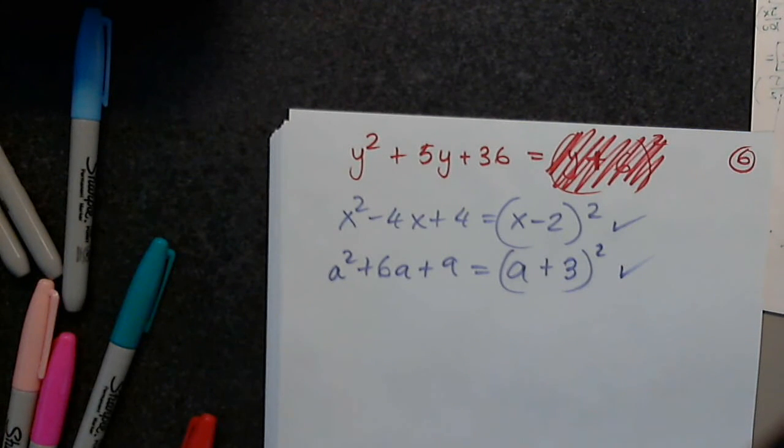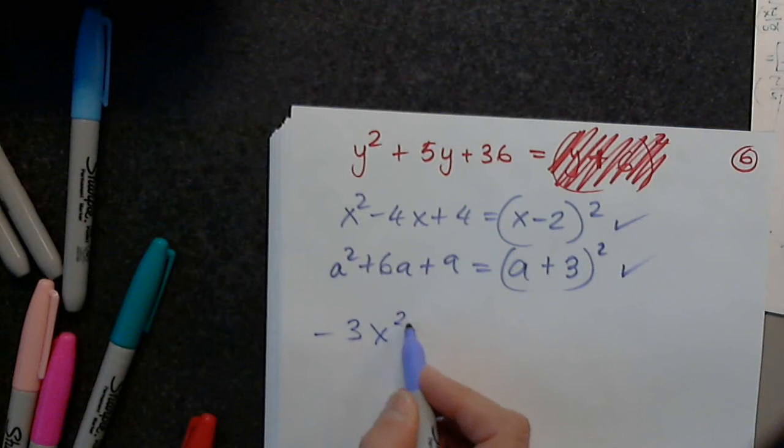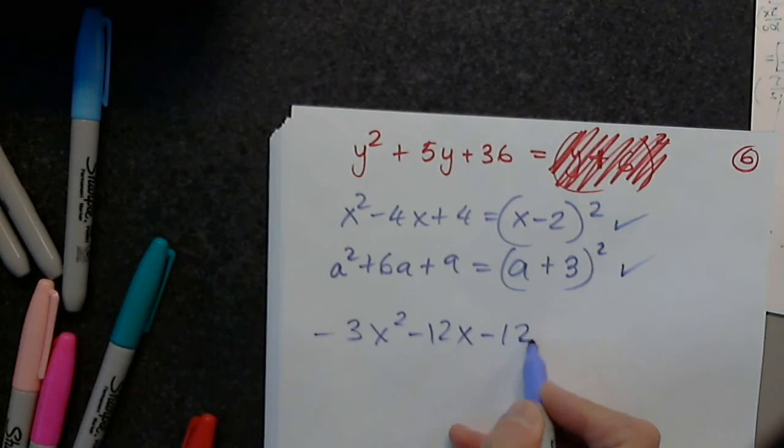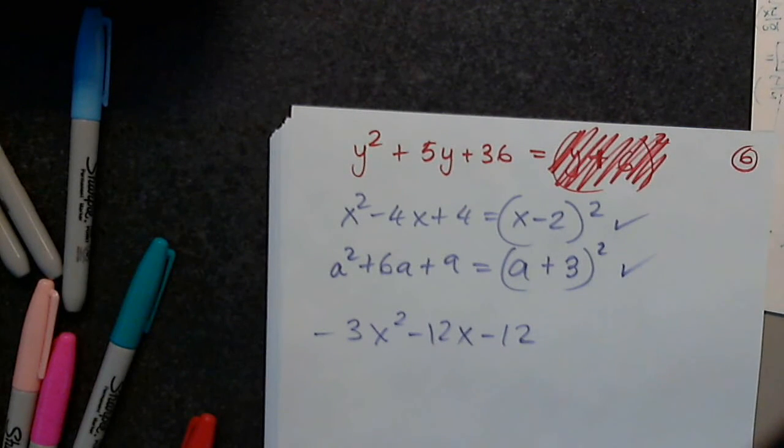Okay, one more. Negative 3x squared minus 12x minus 12. Yes, I know you got it, but remember, practicing is like 10 times more. Okay, what type of polynomial is this? Trinomial. I know I sound like a broken record, don't tell me.